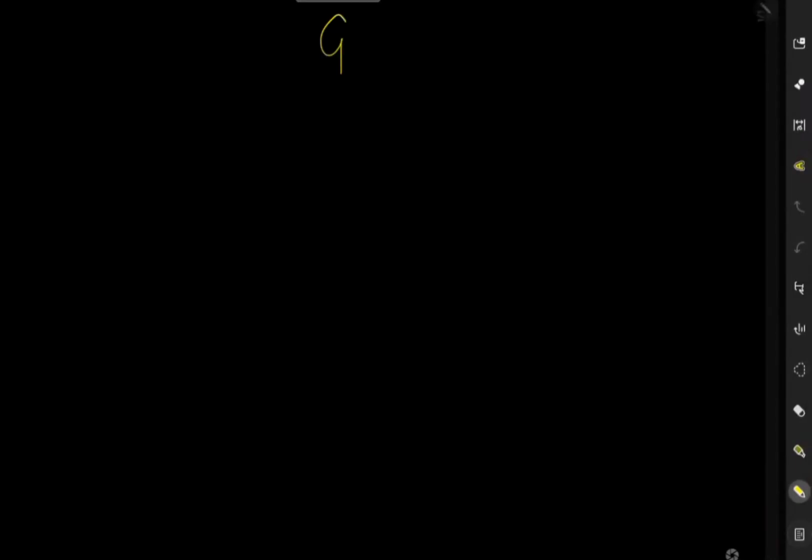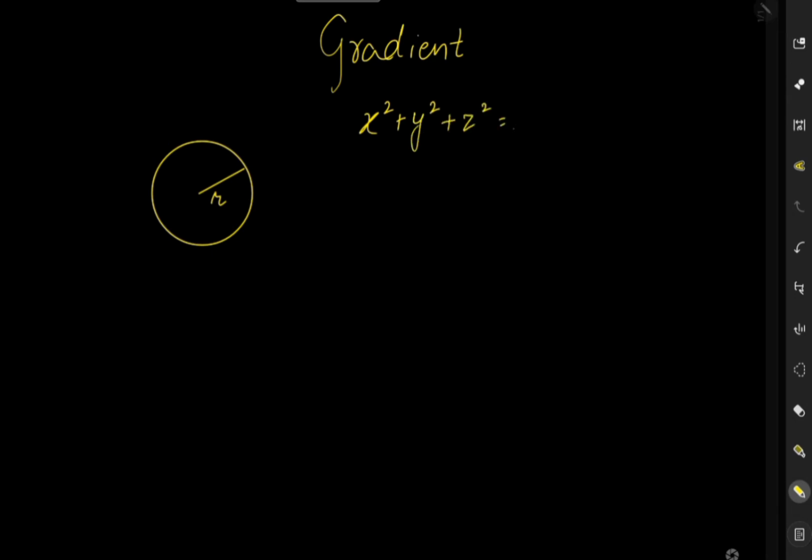So let's learn about what is gradient. Let's begin with a physical example. This is our Earth, which has radius r. Then the equation of the surface of the Earth will be x square plus y square plus z square is equal to r square.